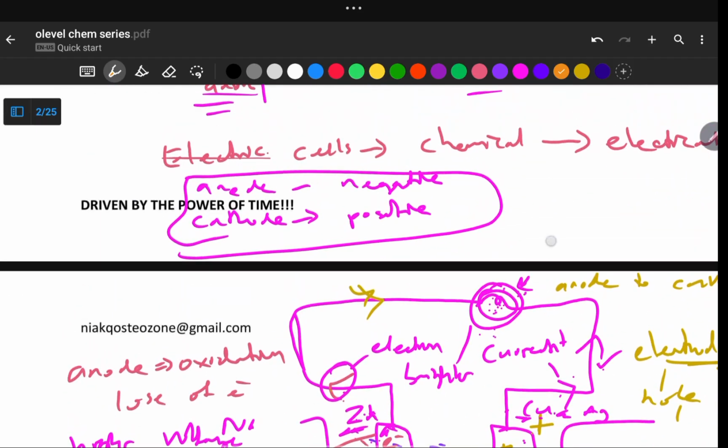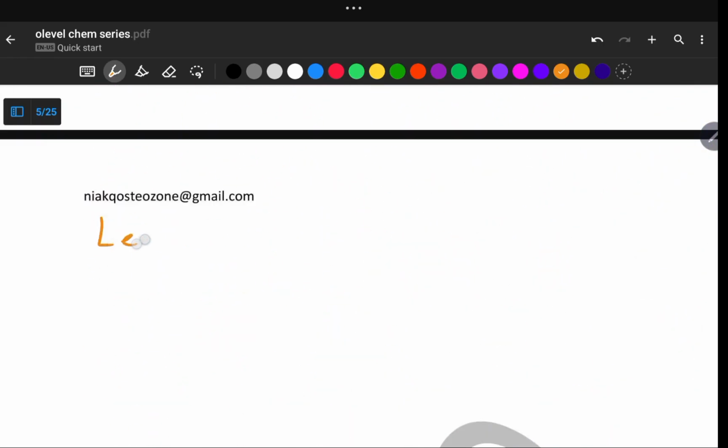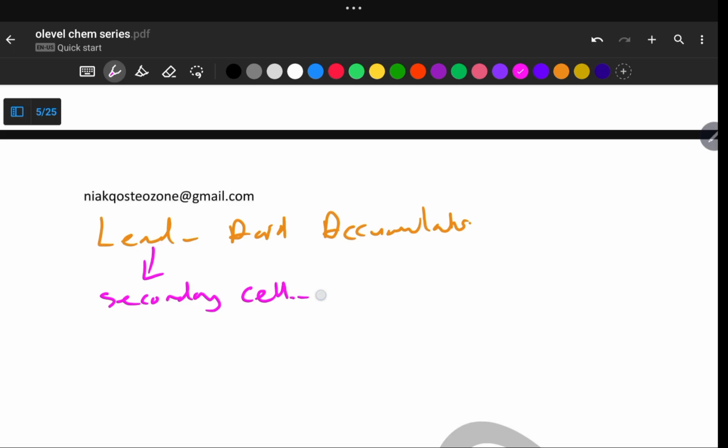So we are now moving on to the lead acid accumulator. This one is a secondary cell, meaning to say it can be recharged, right? So this is the difference between the dry cell and this one. The dry cell cannot be recharged because it is a primary cell. This one can be recharged. That's why it is said to be a secondary cell.